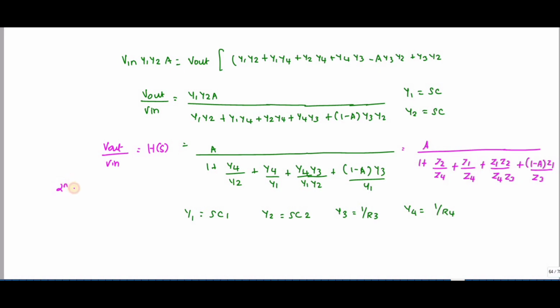a second order Butterworth high pass filter with variable gain, I'm going to substitute Y1 equal to a capacitor, Y2 equal to a capacitor, and Y3 and Y4 equal to 1 by R3 and 1 by R4. Okay, so I'm going to substitute in this equation.